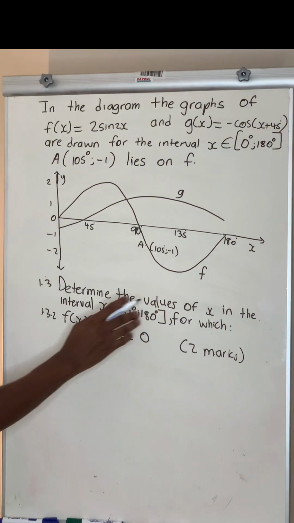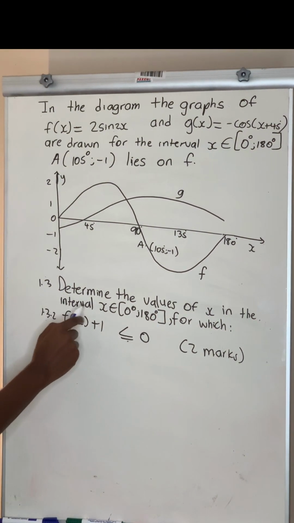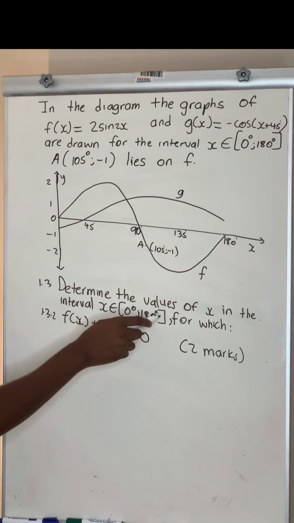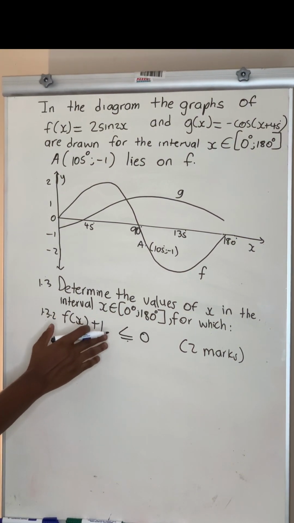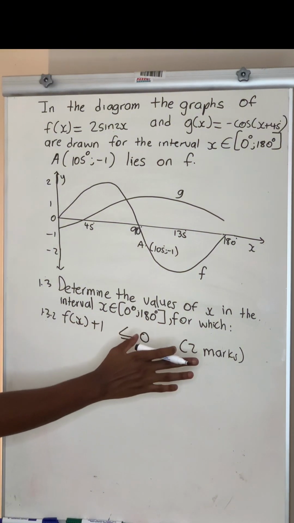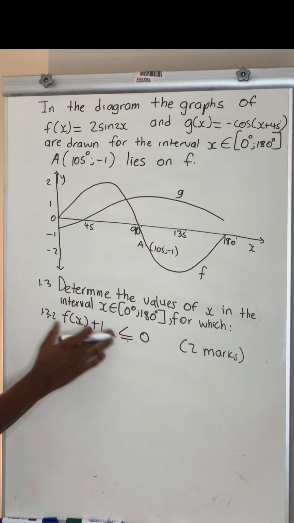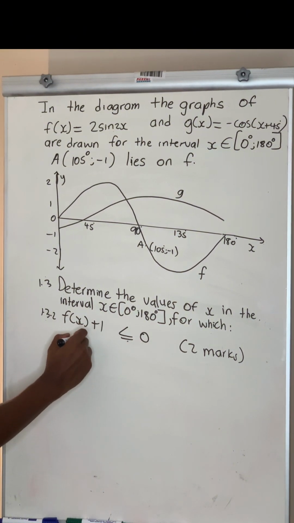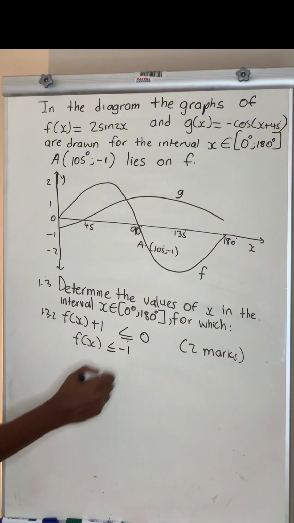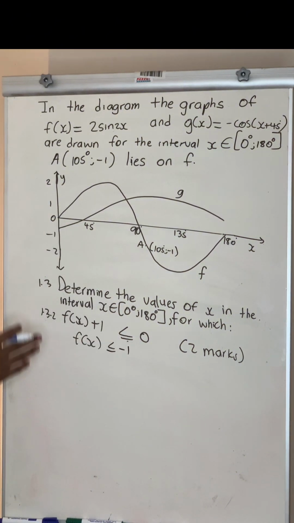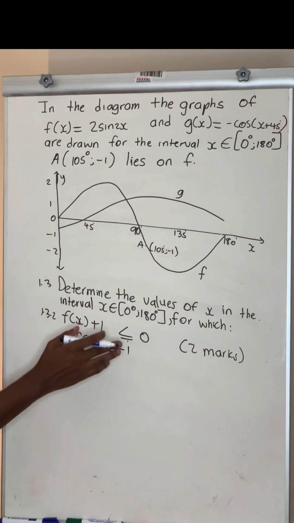So we're now asked to determine the values of x in the interval x is an element of 0 degrees and 180, for which, 1.3.2, f of x plus 1 is less than or equal to 0, for 2 marks. So to make things simpler for us, let's just leave f of x on its own and then take positive 1 across. So it's going to be less than or equal to negative 1.